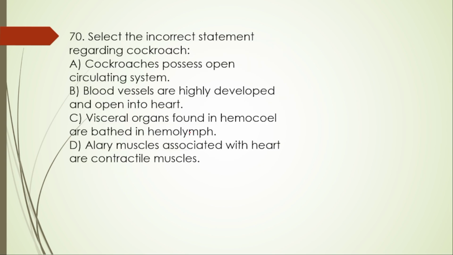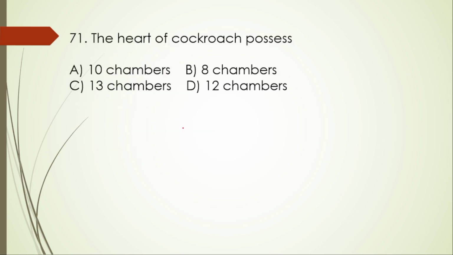70th one, select the incorrect statement regarding the cockroach. Select the incorrect statement among the following. First one, A: cockroaches possess open circulatory system. Yes, this one is correct. And then B: blood vessels are highly developed and then open into heart. No, this one is wrong because blood vessels are very poorly developed in the cockroach.